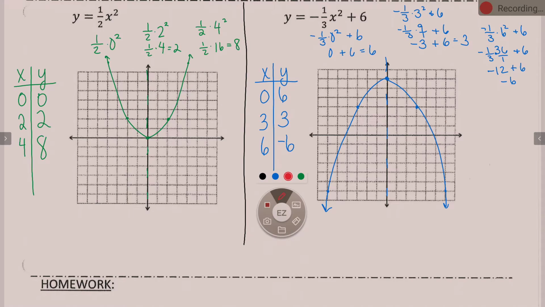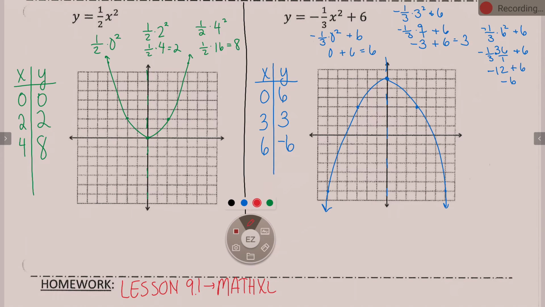Okay. Your homework. I know you said you've already started it. It is lesson 9.1 in Math Excel. And you can work on it.